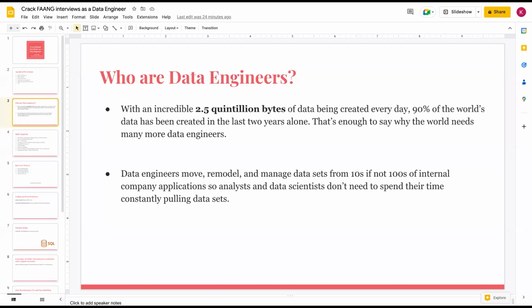Guys, let's make it an interactive session. It is not like only I'll be speaking. I want you guys to participate as well. So I need some inputs, right?